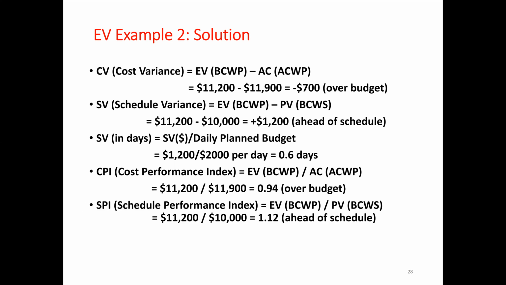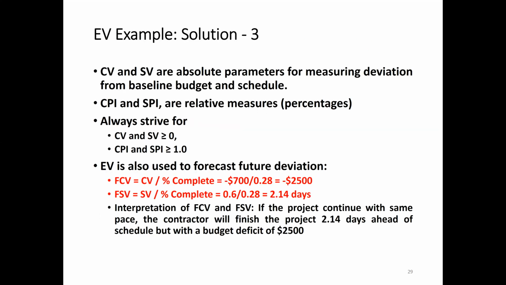Schedule performance index is EV over PV, or budgeted cost of work performed divided by budgeted cost of work scheduled. So EV is 11,200 divided by 10,000, which is 1.12. This is more than 1, and this indicates that we are ahead of schedule.